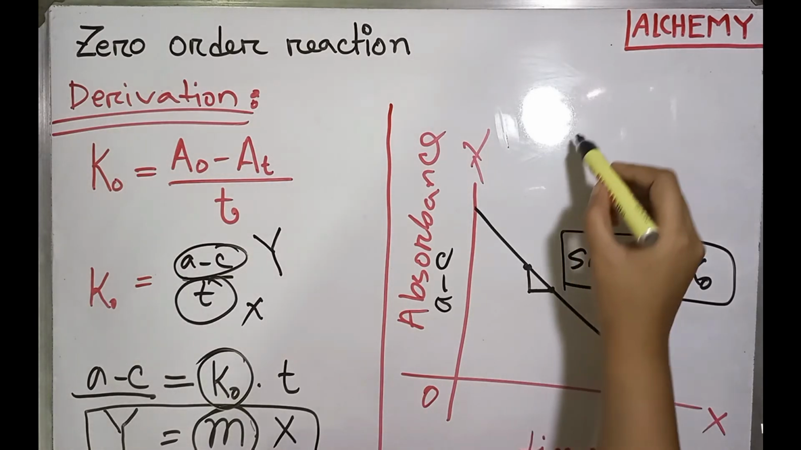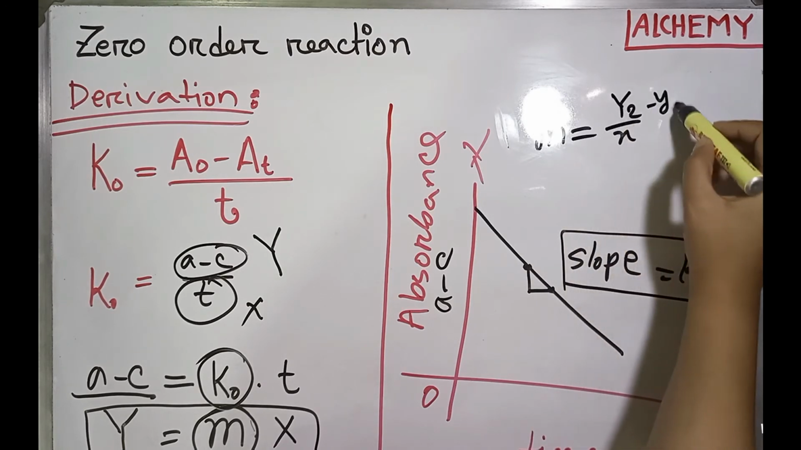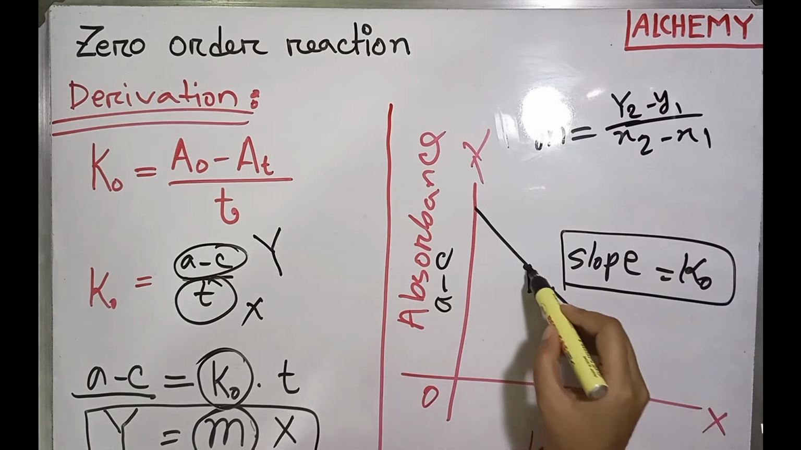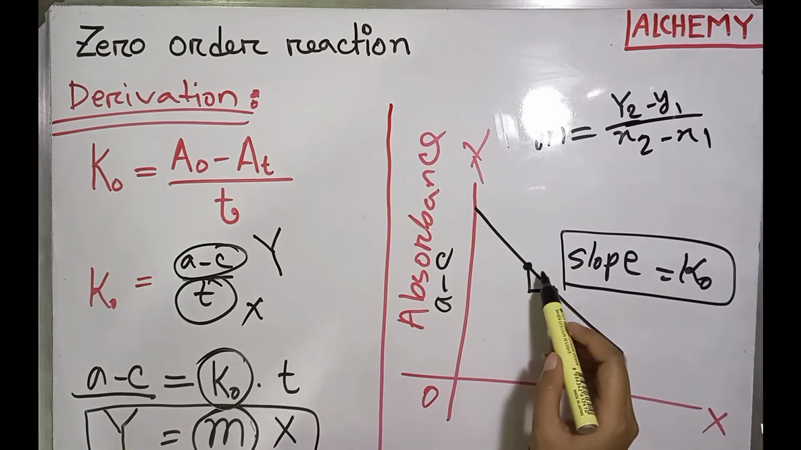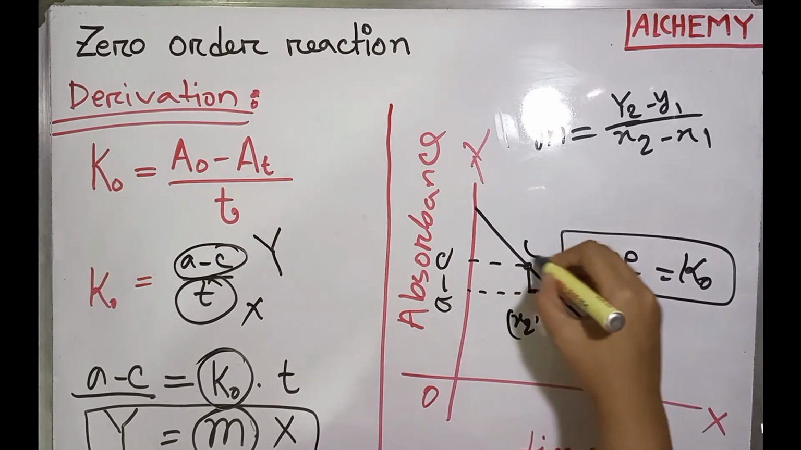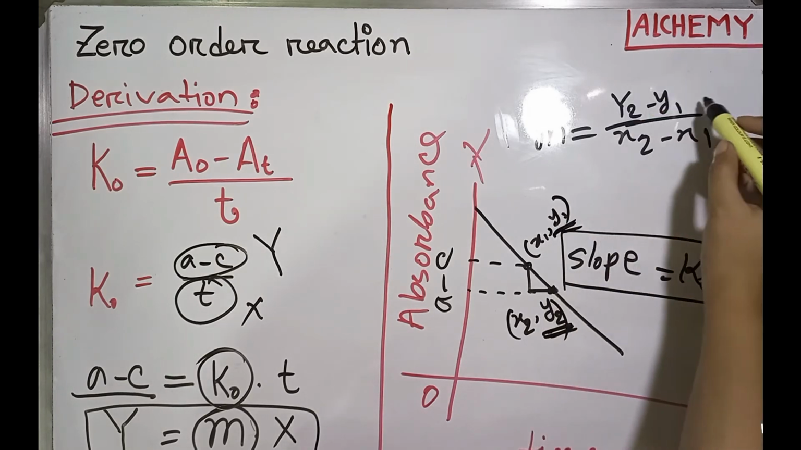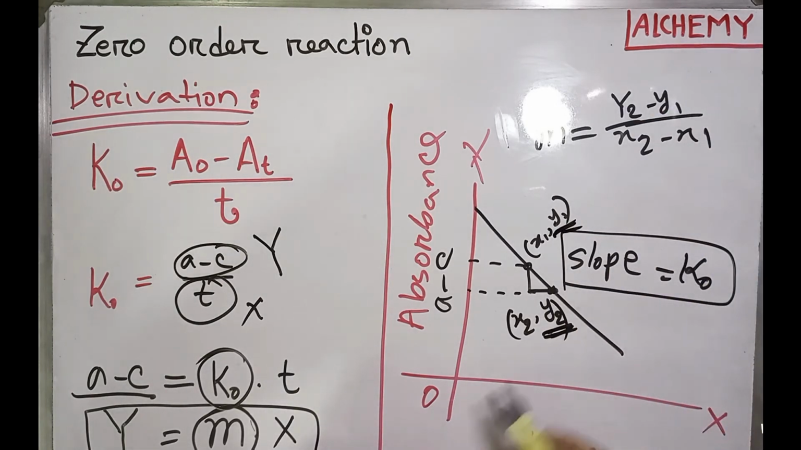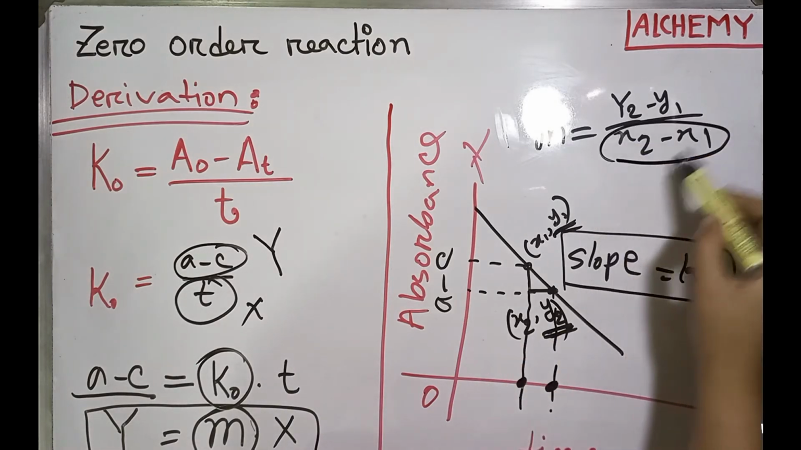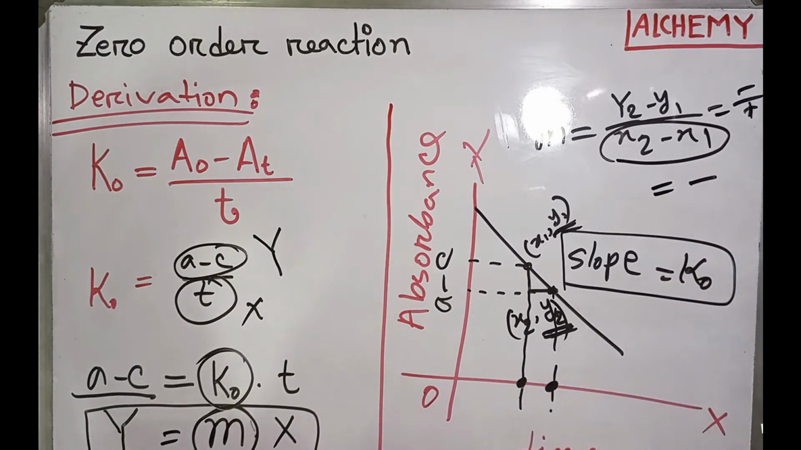From here, we can find the slope by the formula y by x, or y2 minus y1 divided by x2 minus x1. If we take these coordinates, where one point is x2, y2 and the other is x1, y1, then y2 is less than y1, so y2 minus y1 is a negative value. Here x2 is greater than x1, so it will be positive. Minus divided by plus, so the overall value will be negative. Here the slope will be negative.